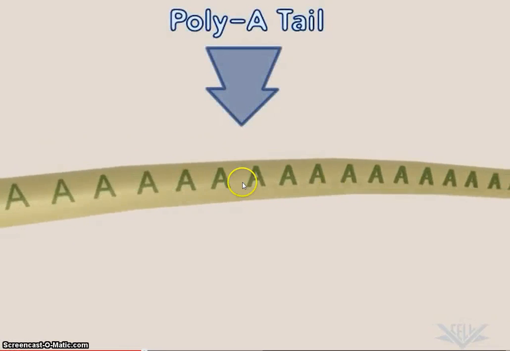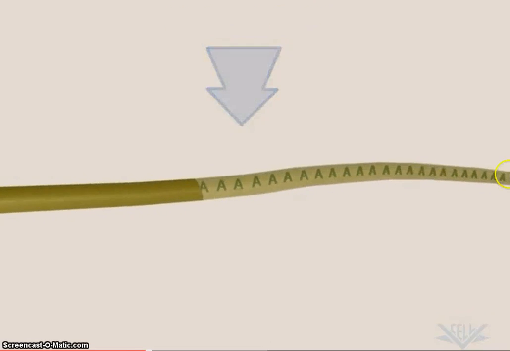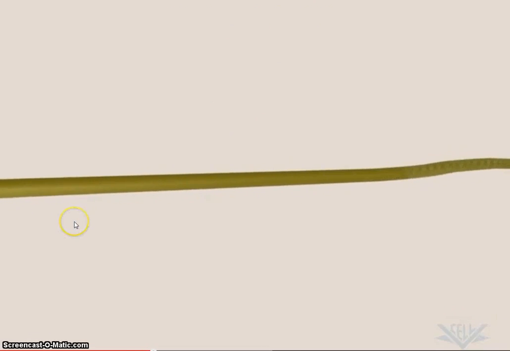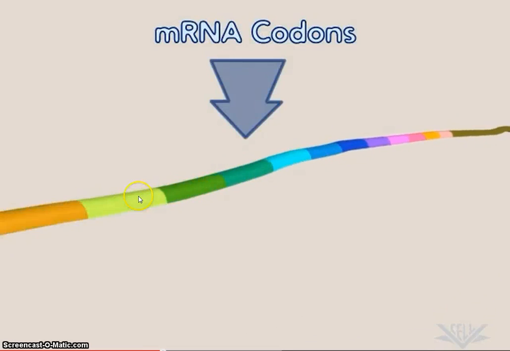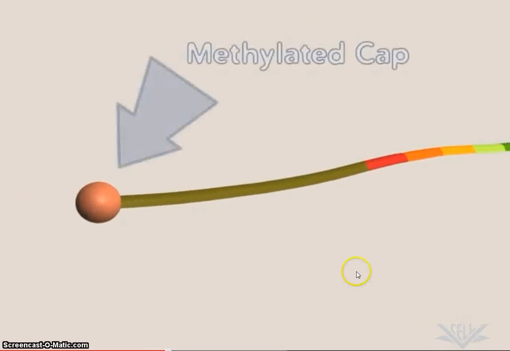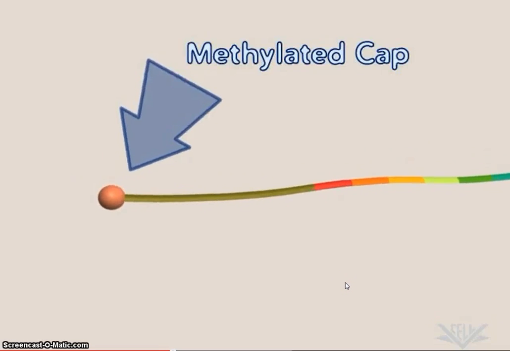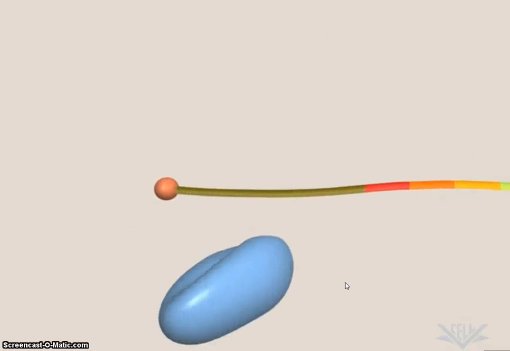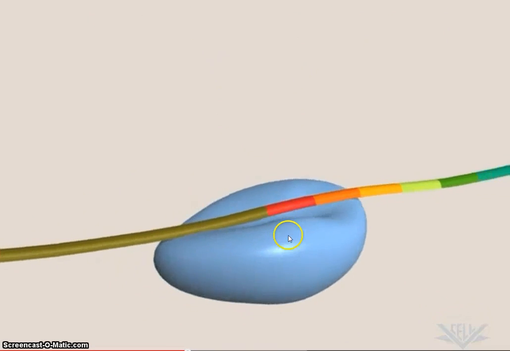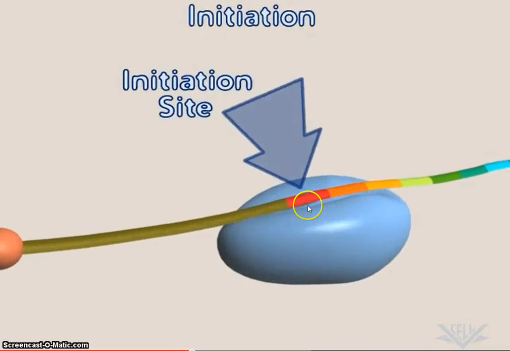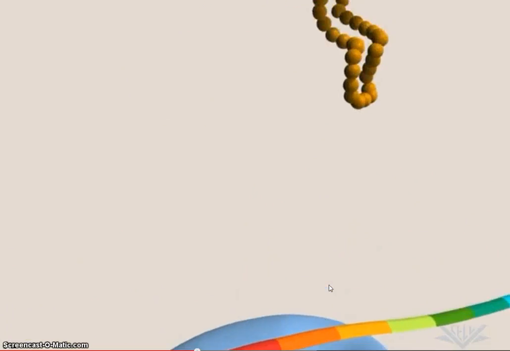We don't need to worry about this poly A tail, but at the end of them they have little protective caps. All that we will really care about for this purposes are these mRNA codons. Remember, they code for a specific amino acid in each one. So here's our small ribosome attaching to it. We begin reading our very first mRNA codon.